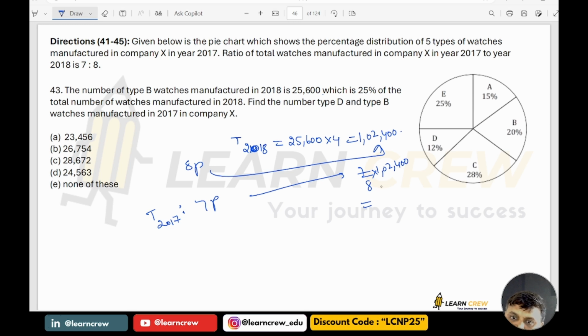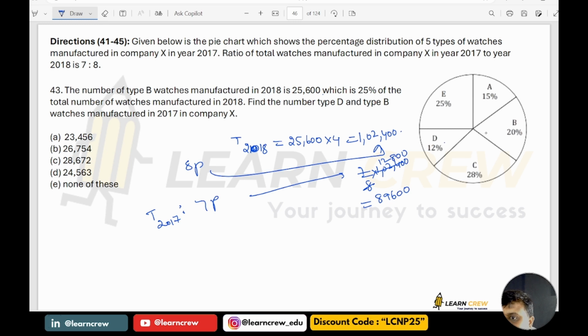Please observe, 8 12s are 96, then 6 4s are 24, 8 8s are 64. 128 into 7 is 896, so 89,600. Now it is asked to find the number of type D and type B.